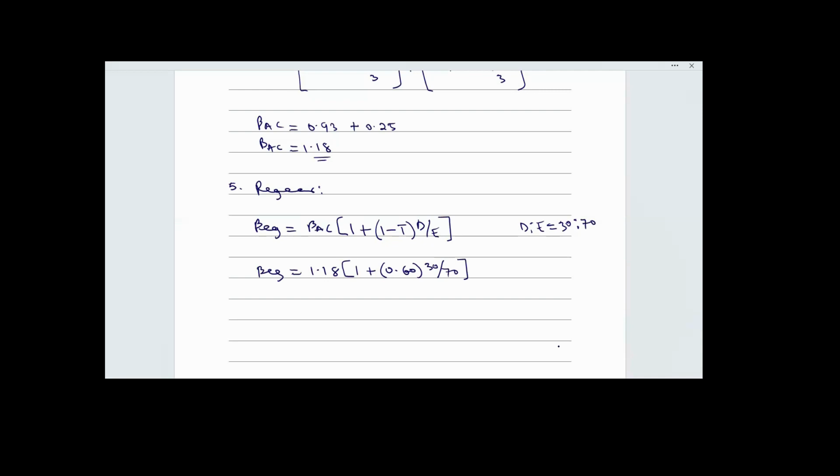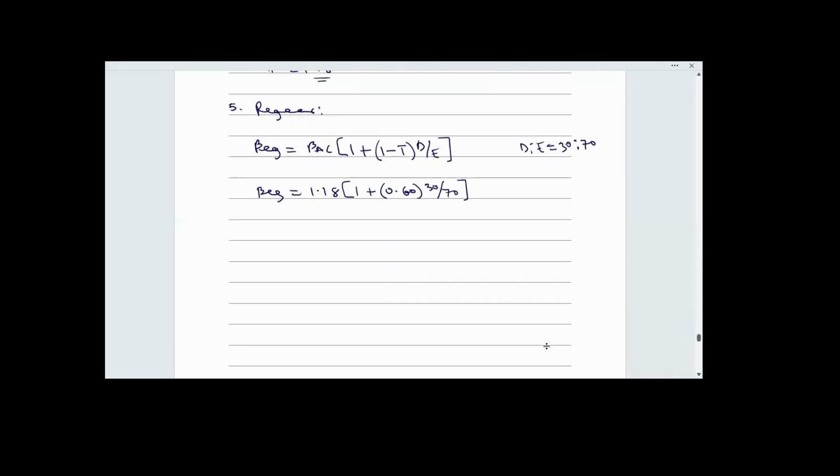So final answer. My beta equity of a gear will then be equal to, bring out your calculator to do that, 30 over 70 equal, multiply by 0.6 equal, plus 1 equal, multiply by 1.18 equal, that's 1.48. Beta equity of a gear is 1.48. I will then go to step 6.